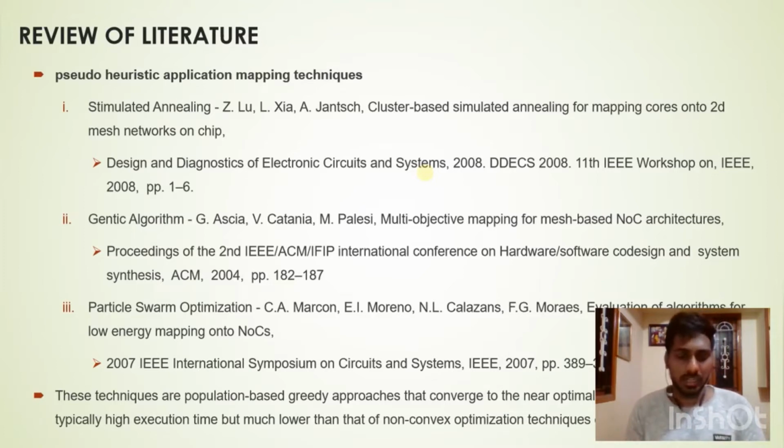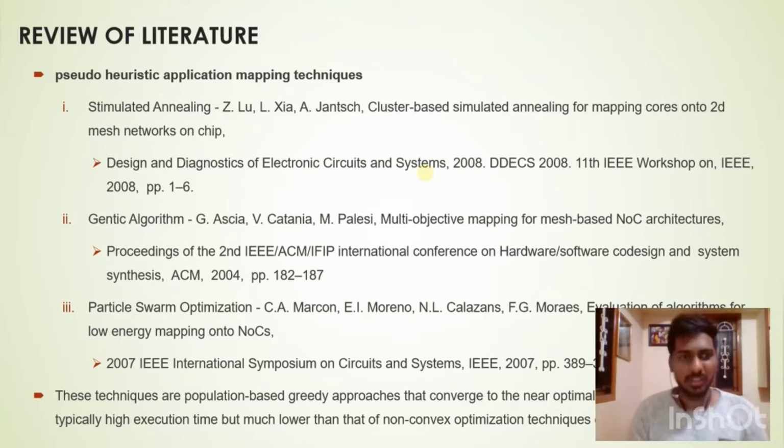What is simulated annealing? It means they are generating some kind of signals into the mesh on the chip. This paper was discussed in the design and diagnostics of electronic circuits, IEEE workshop 2008. Then they denoted the genetic algorithm as well as particle swarm optimization. These three are taken from these three papers.